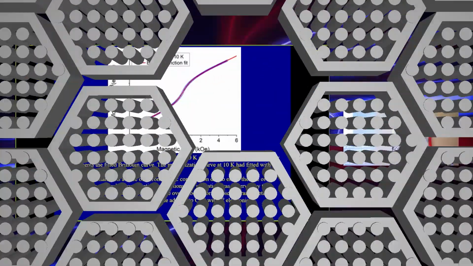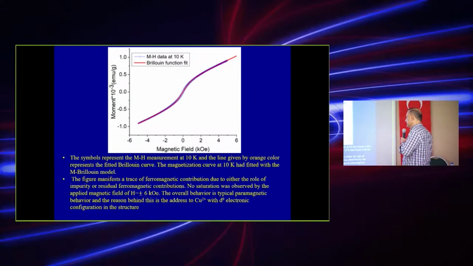Okay. So first of all, what we did here: the samples present the MH measurement at 10 Kelvin, and the line in red color presents the fitted Brillouin curve. The magnetization curve at 10 Kelvin was fitted with the envelope model. The figure manifests a trace of ferromagnetic contribution due to either the role of impurity or residual ferromagnetic contribution.